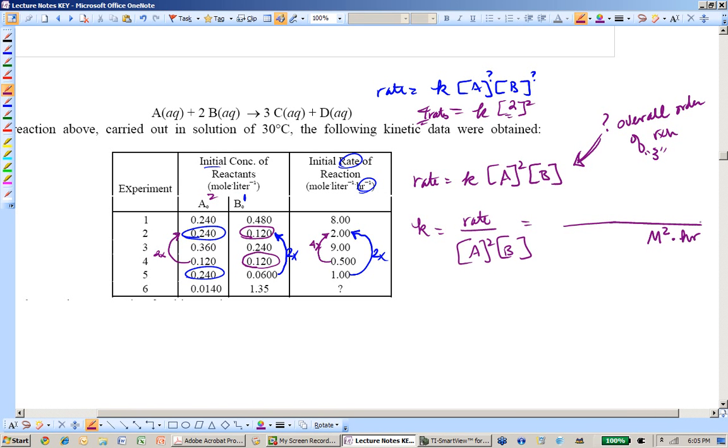Pick a line, any line. I'm going to go with the top line. At least they made nice numbers without a whole bunch of times 10 to those. So 8 moles per liter per hour. I already know what these are going to be, but we'll go ahead and do it. Molarity per hour.